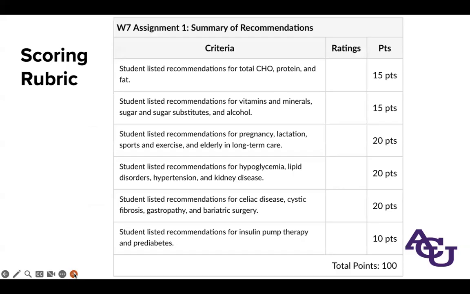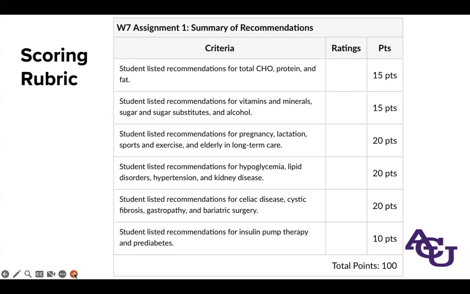And to help you understand how much to focus on each one of those, here's your scoring rubric. It looks like each bullet is really given pretty balanced attention in this rubric. You get 15 points for the macronutrients, carbohydrates, protein, and fat. You get 15 points for these micronutrients, vitamins and minerals, sugar and sugar substitutes, and alcohol. 20 points for pregnancy, lactation, sports and exercise, and elderly and long-term care. So that's four things for 20 points.